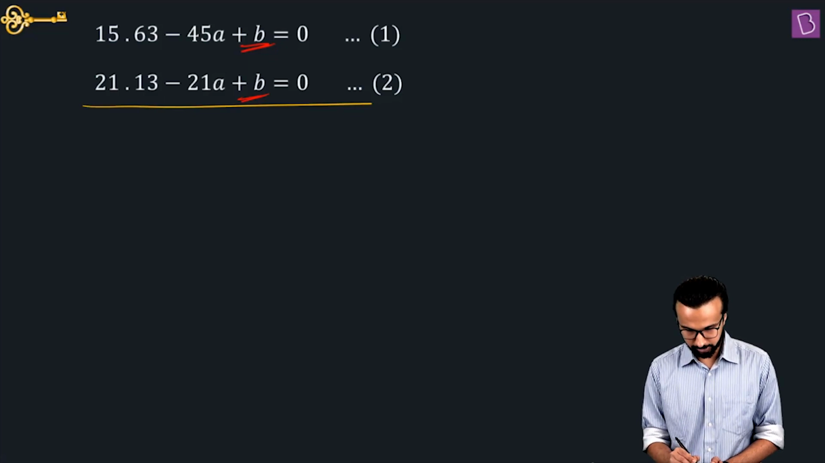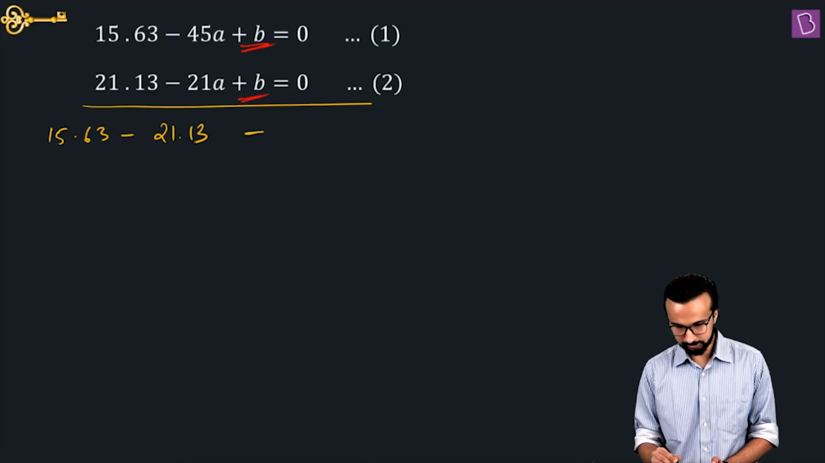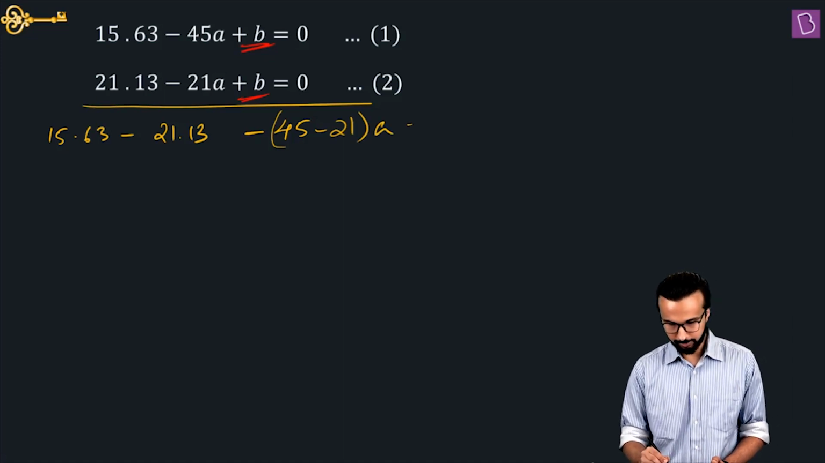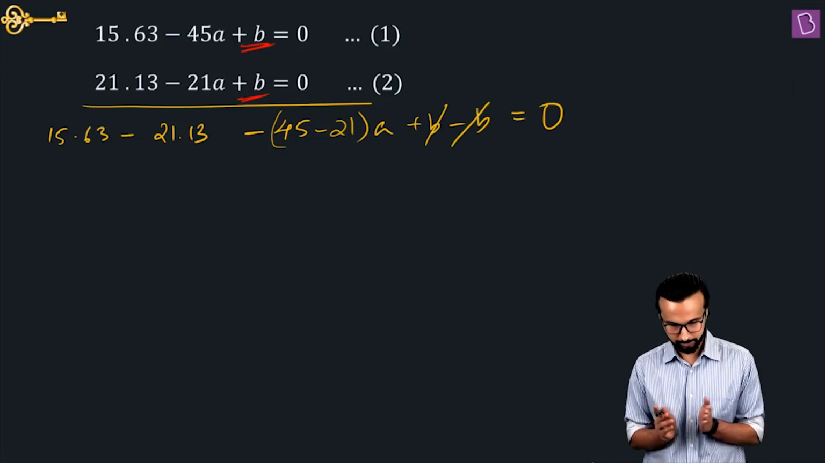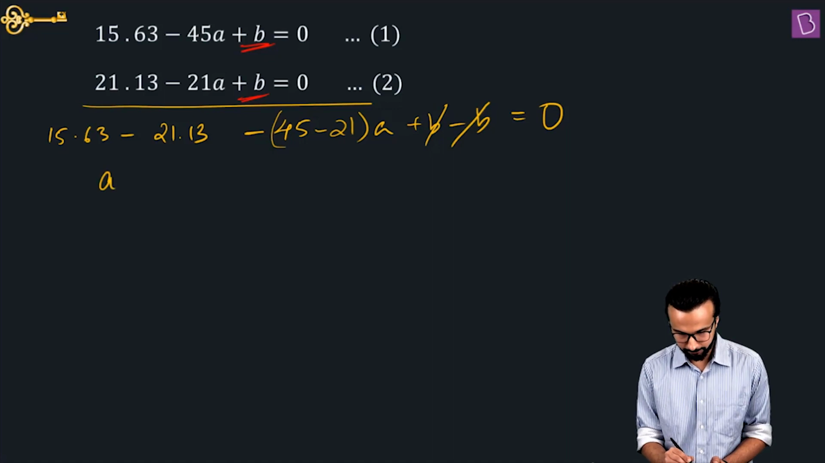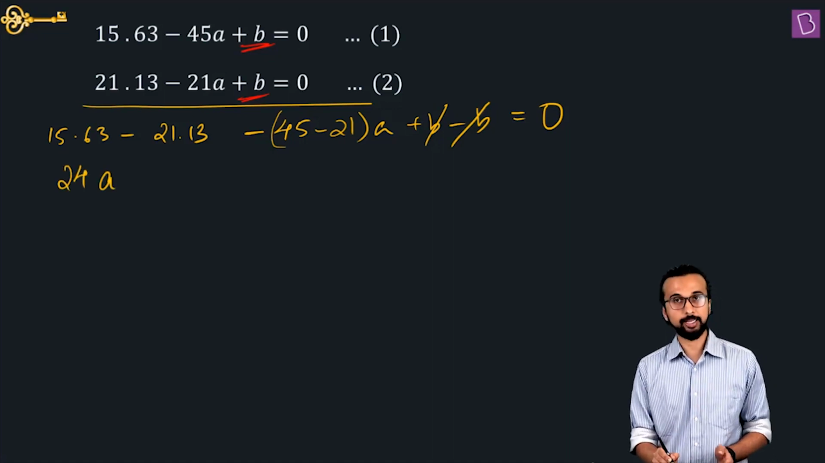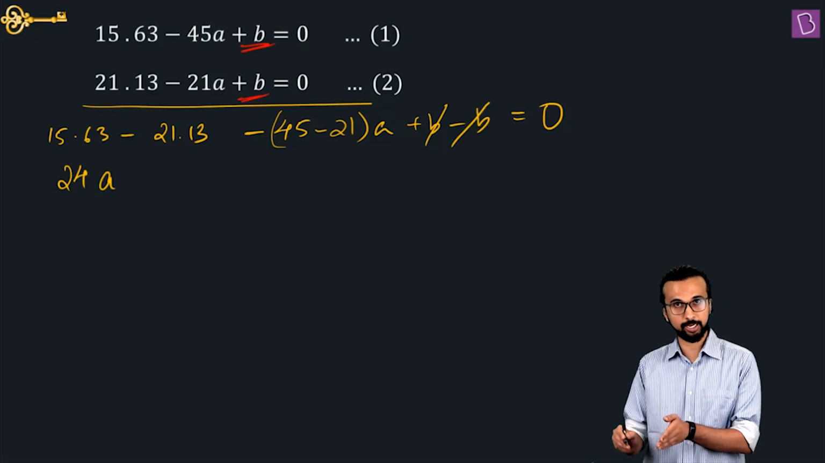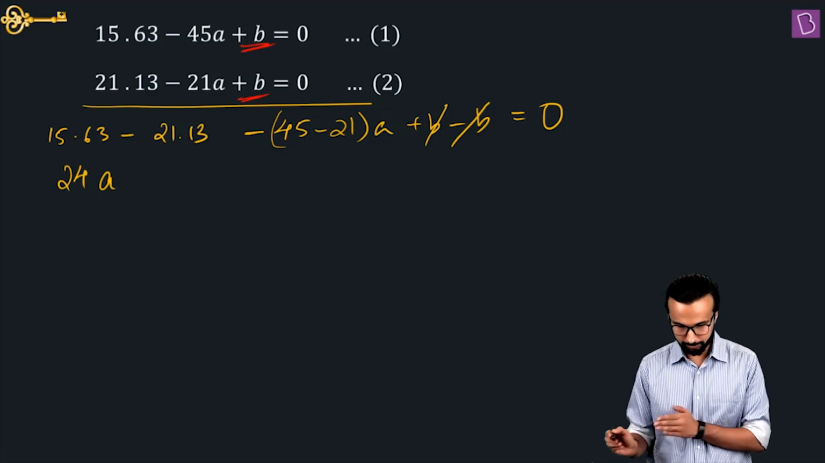So there's 15 into 63 minus 21 into 13, minus 45 plus 21, minus 21 itself, into a. Then plus b minus b cancels out and this whole thing still comes out to 0. So how can I find a here? 45 minus 21 is 24. Minus 24a, when I take it to the RHS, becomes 24a. What am I left with here?